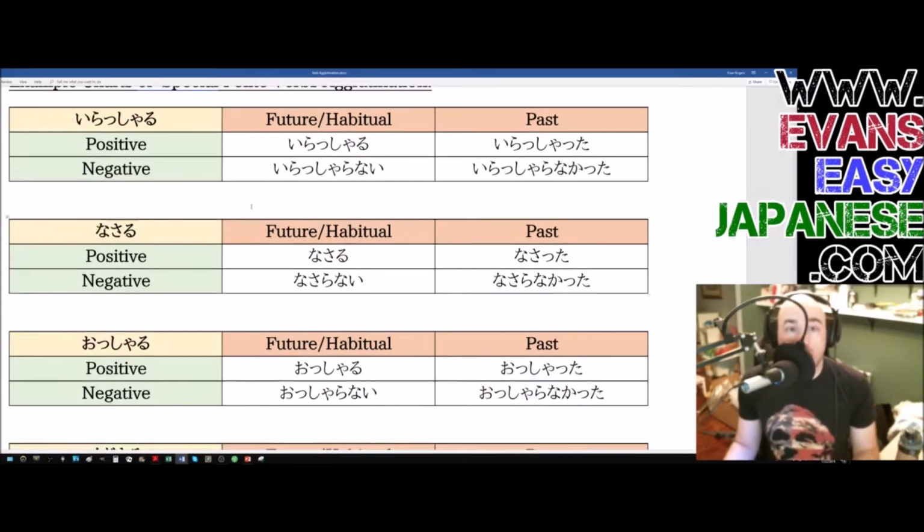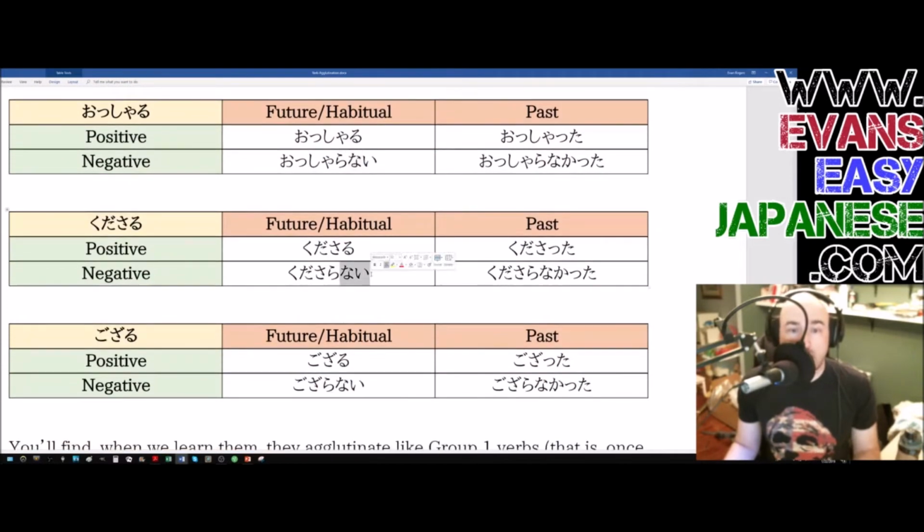Okay. All of the negatives, when these verbs turn into negatives, they all end in nai.